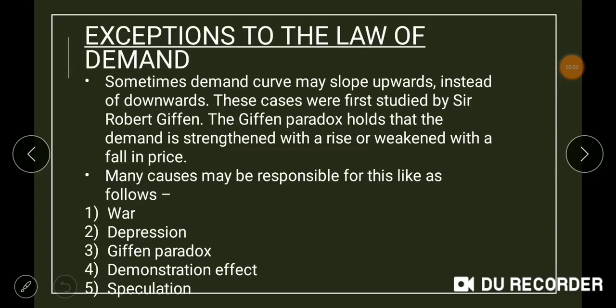Exceptions to the law of demand. There are always exceptions to a general law. Sometimes the demand curve may slope upwards instead of downwards. These cases were first studied by Sir Robert Giffen. The Giffen paradox holds that demand is strengthened with a rise in price or weakened with a fall in price. Many causes may be attributed to a situation like this, such as war, depression, Giffen paradox, demonstration effect, and speculation.